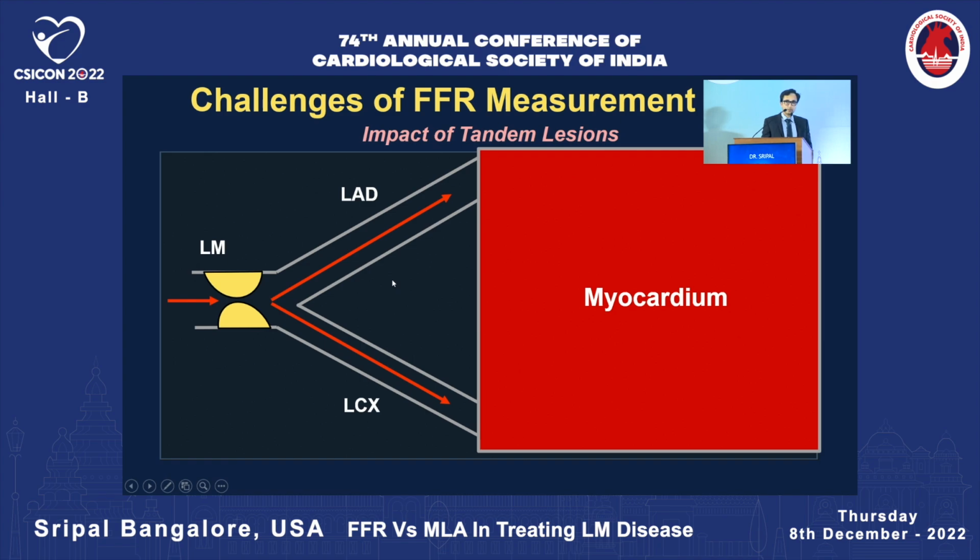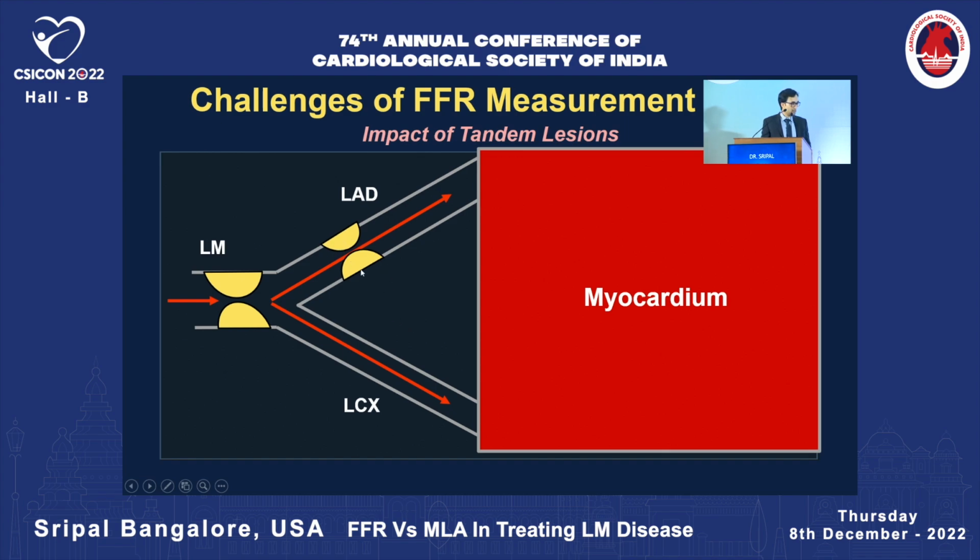The other problem with assessing physiological significance of a left main lesion is downstream lesions. So let's talk about a left main lesion here. This is an isolated left main with no significant stenosis of the LAD and circumflex. And if you assume that this FFR, when you measure it through the circumflex, was 0.77, let's see what happens when there is a concomitant lesion in the LAD.